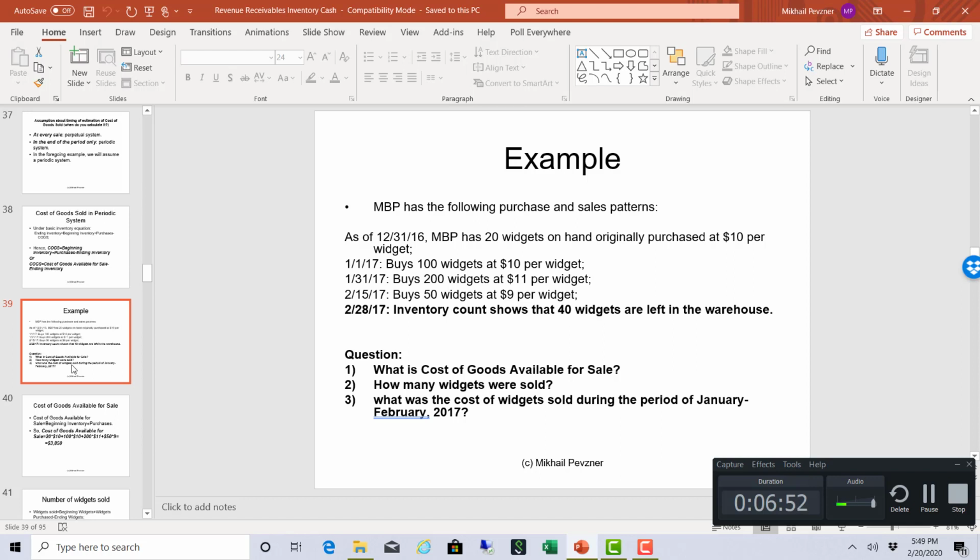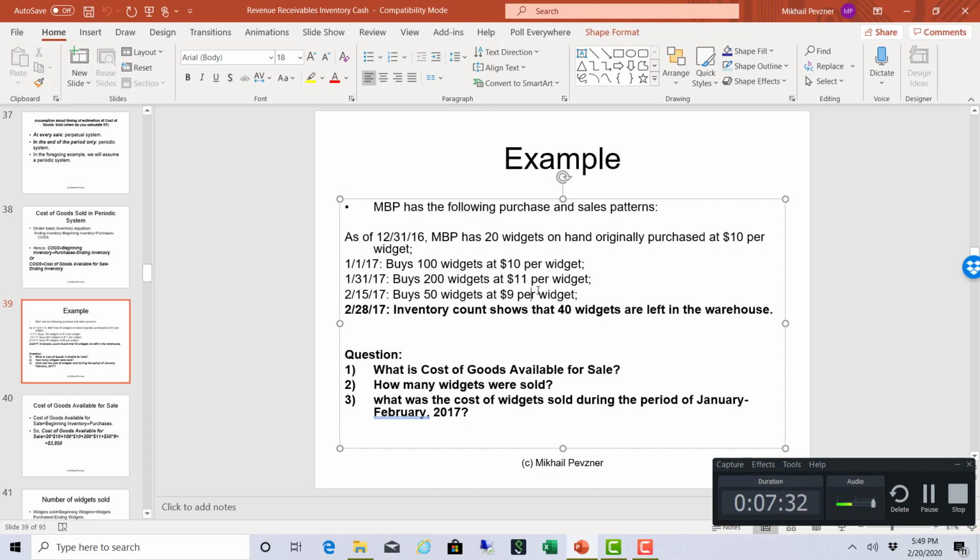So then the question arises. Suppose you have a bunch of widgets. You start with 20 widgets that are purchased at $10, you buy 100 widgets at $10, buy another 200 widgets at $11, buy another 50 widgets at $9, and then you don't track what you sell necessarily. Suppose at the end of the period you counted and you have 40 widgets left. Presumably all these widgets are identical, but they were all purchased at different prices at different times. So how do you calculate the cost of goods sold? At what original acquisition prices do you have widgets left?